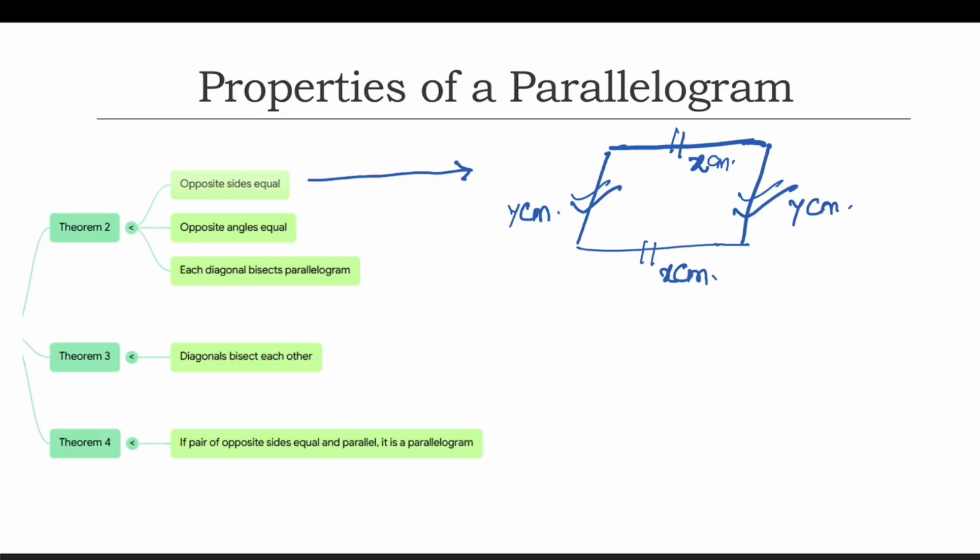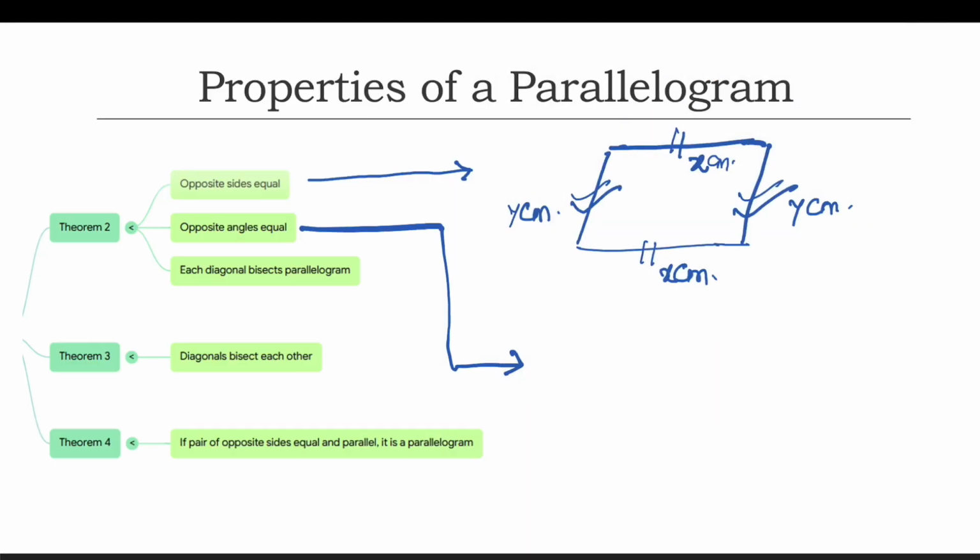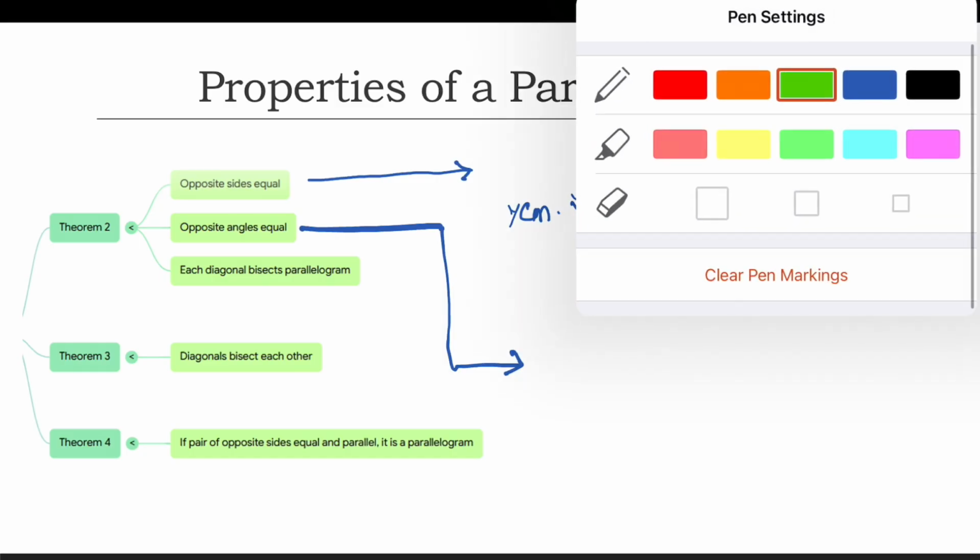Similarly, the second property: opposite angles are also equal. What does that mean? That basically means that this angle will be equal to this angle, and this angle will be equal to this angle. So opposite angles are also equal in a parallelogram.